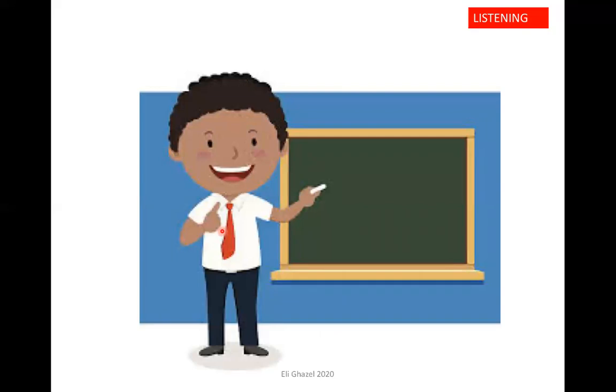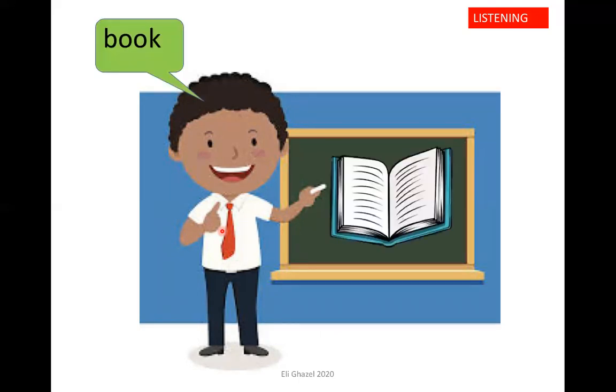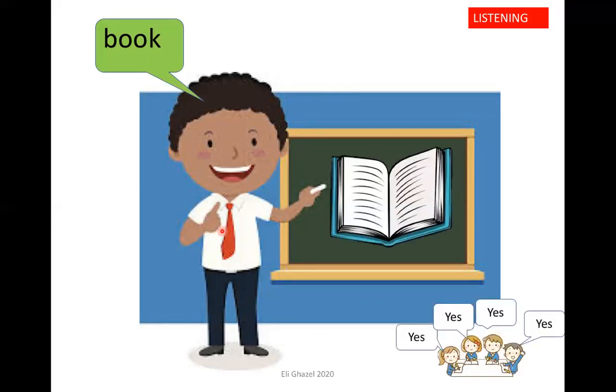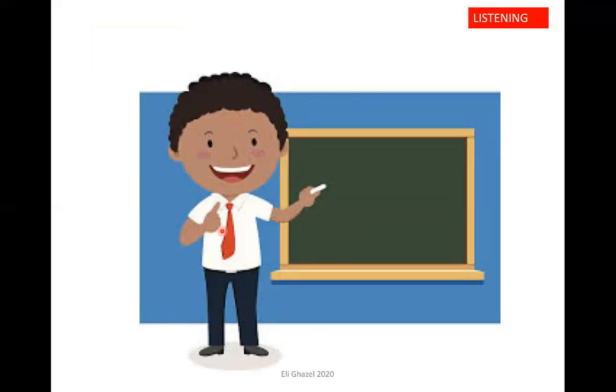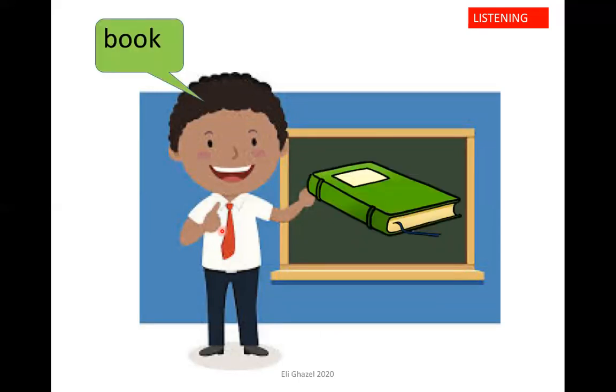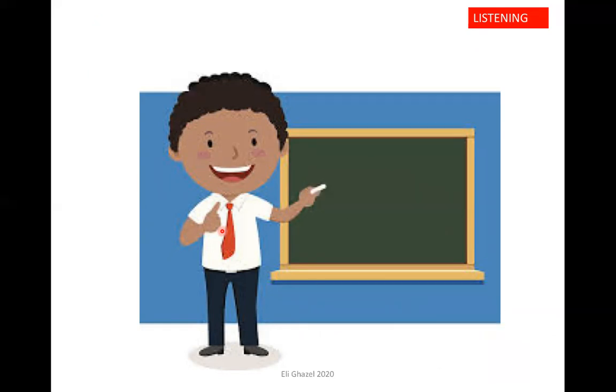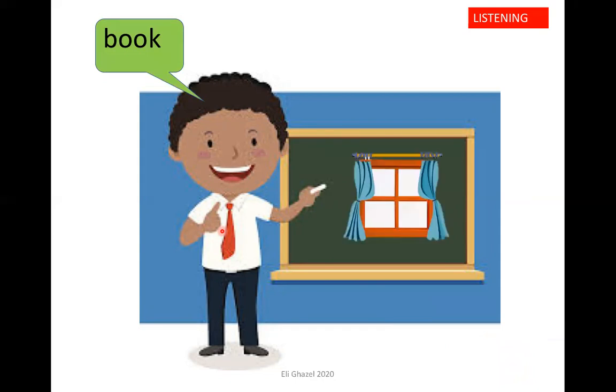Now, remember this is listening. So what comes first, the word or the picture? The word. You say the word, book. You put a picture. You signal now, and the children will say yes. Again, you say a word first, book. You put a picture. You give a signal, and the kids will go yes. You say a word. Notice we're always saying the word book, book. You put a picture, you signal, and the kids will say no.